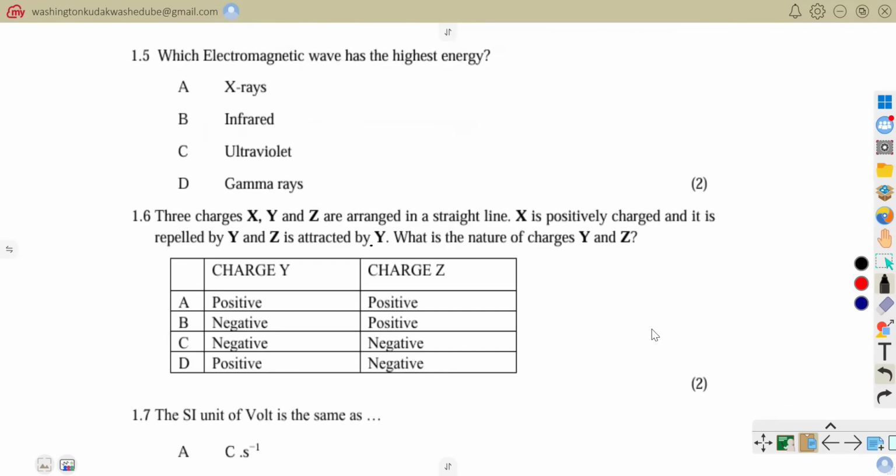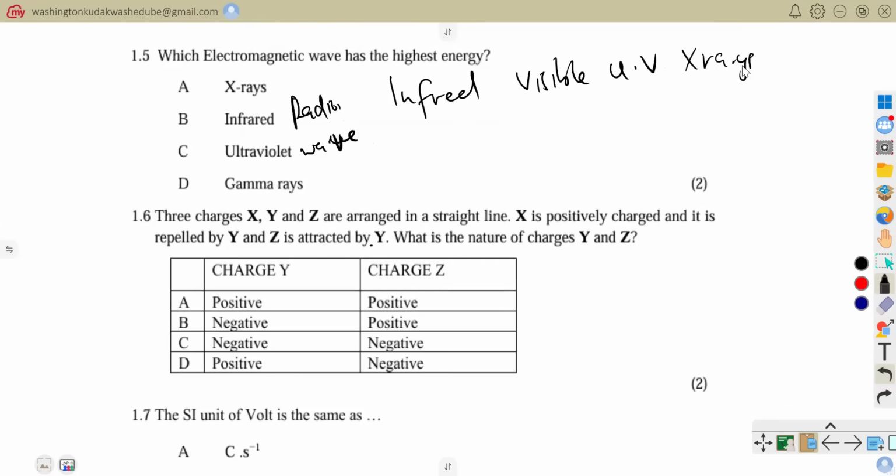Now let's look at our question 1.5. Which electromagnetic wave has the highest energy between X-rays, infrared, ultraviolet, and gamma rays? We usually start with radio waves. This is your electromagnetic spectrum: radio waves, and then we go to infrared. After infrared, we go to visible light. After visible light, ultraviolet. After ultraviolet, you have got your X-rays. After your X-rays, you have got your gamma rays.